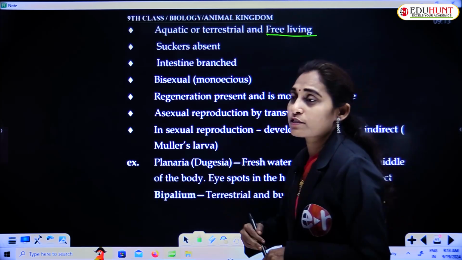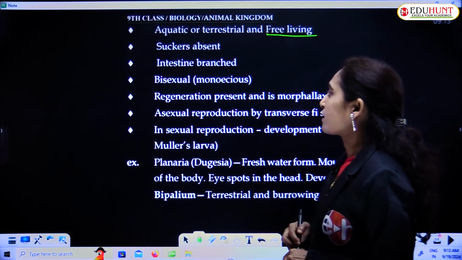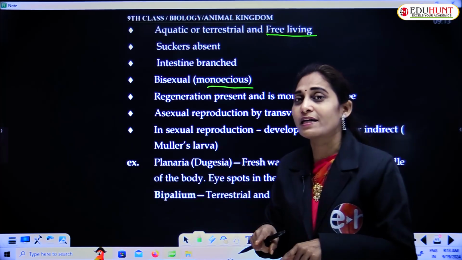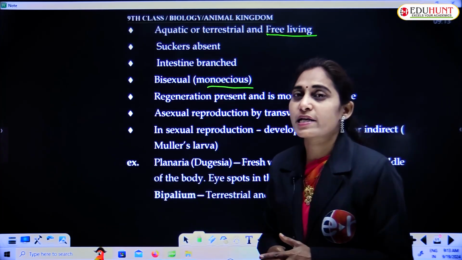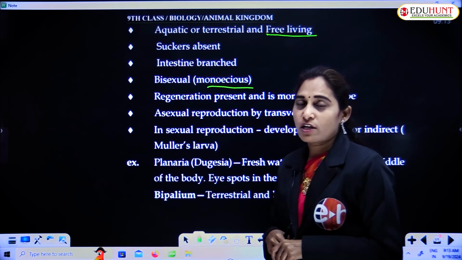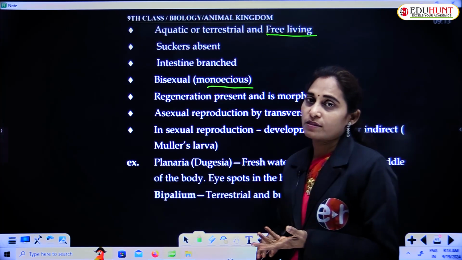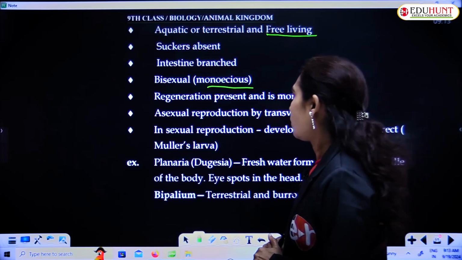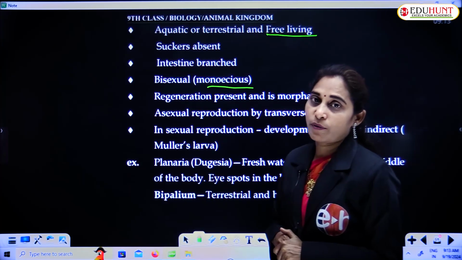The intestine is branched, and they are bisexual and monoecious. Monoecious: mono means single. On the single individual, both the sexes are present. That is the meaning of monoecious. And bisexual means both the sexes are present. Bisexual and monoecious, even hermaphrodite, all mean the same. Regeneration is present.